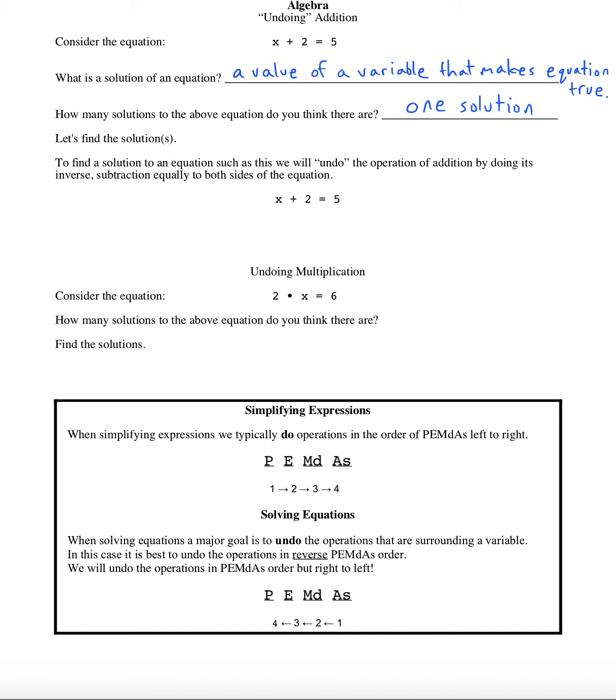So let's find the solution using algebra. To do that, we're going to have to undo the operations that are happening to the variable here by using the inverse operation. So if we see addition involved in our variable, we want to do the opposite of addition, which is actually subtraction. So addition's inverse operation is subtraction.